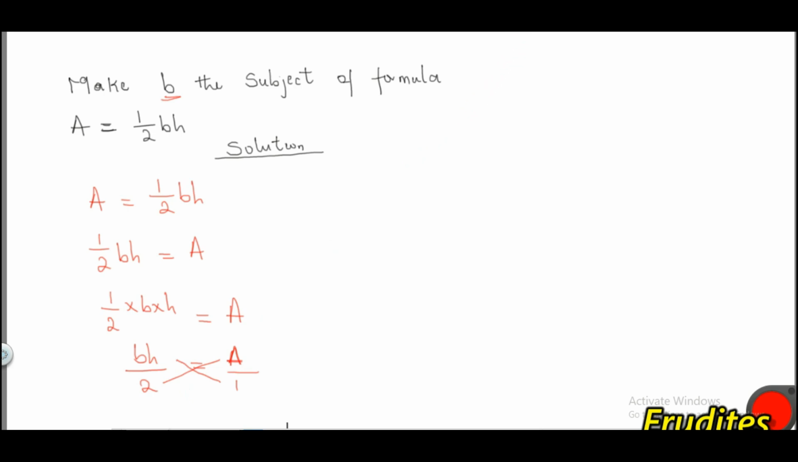So if I cross multiply, what I will have will be BH times 1 is still BH. So this is BH is equal to 2 times A is 2A. So to make this B stand alone, what I will do is to divide both sides of the equation by the coefficient of B, and that is H. The coefficient of B is that alphabet that is attached to B, and that is H. So this will be BH over H is equal to 2A over H.